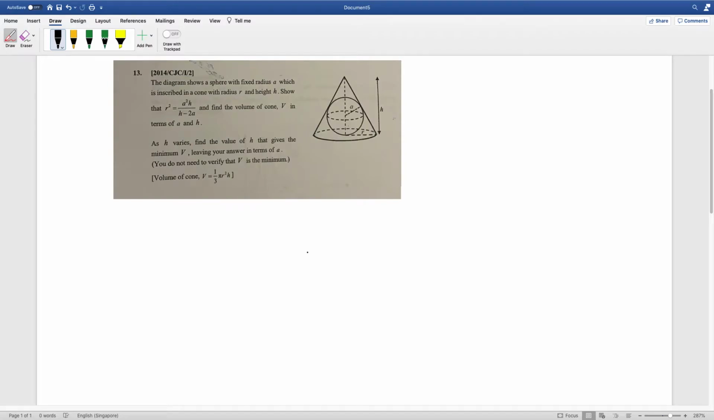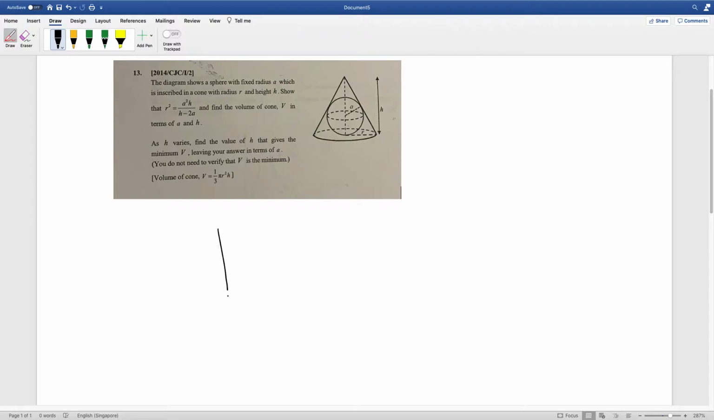Vibes here, and today I'll be doing this maths question. So let's take a look at it. We have a sphere of fixed radius r, which is inscribed in a cone. We need to show that r squared equals this thing, and then we need to find the volume. So let's try to show the first part.